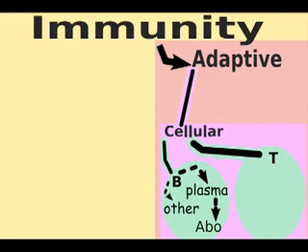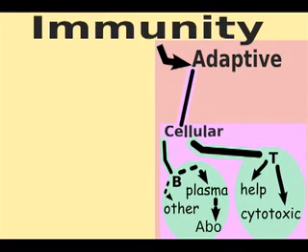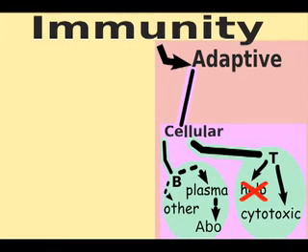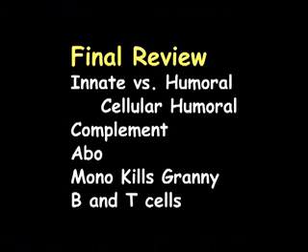T cells are divided into cytotoxic T cells and helper T cells. Cytotoxic T cells actually kill bad cells. Helper T cells help other cells do their immunojobs. If you have bad helper T cells, like in AIDS, you'll have immune problems.